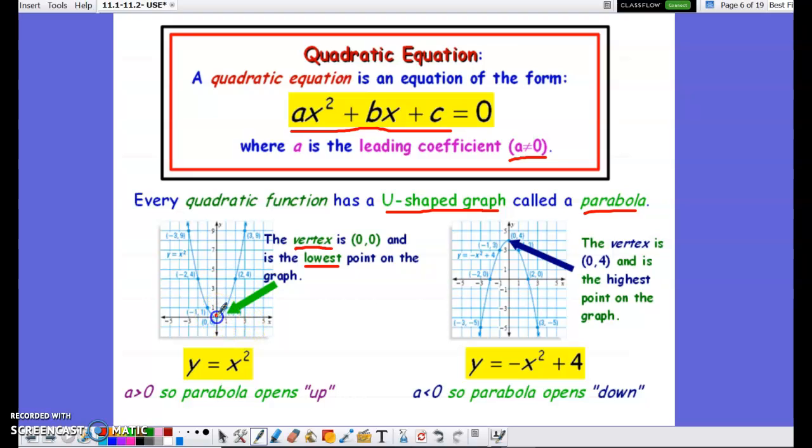So here we'd say the vertex is the point 0, 0, where the two sides of our parabola meet. And here it's the lowest point on our graph, since every other point is above it. Whereas if we look over here, the vertex, where the two sides come and meet, would be right here. Since this parabola is flipped, upside down, this vertex is actually the highest point on the graph. The vertex here is the point 0, 4.